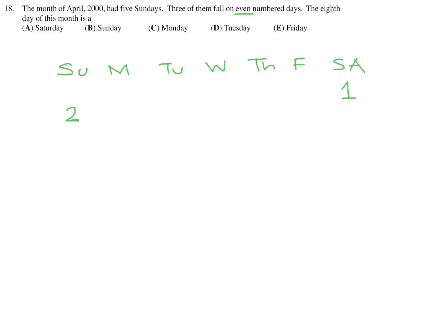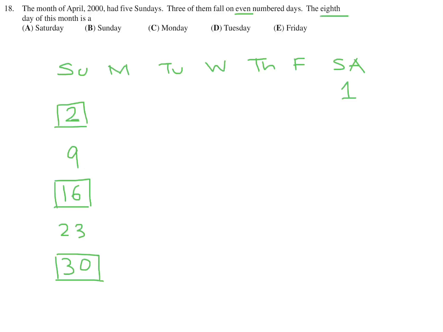Now our Sundays will be every 7th day. So 9, 16, 23, and 30. So let's see. 1 even numbered day, 2 even numbered days, and 3 even numbered days. So this does indeed meet the criteria in the question. And now they want you to figure out the 8th day of this month. So we have 1, 2, 3, 4, 5, 6, 7, 8. The 8th day of the month is a Saturday. So the answer for number 18 is A.